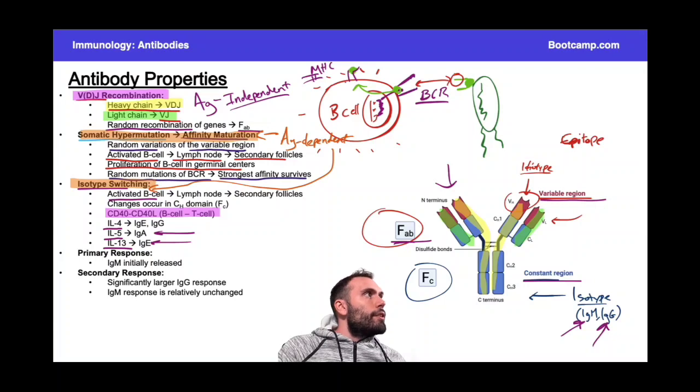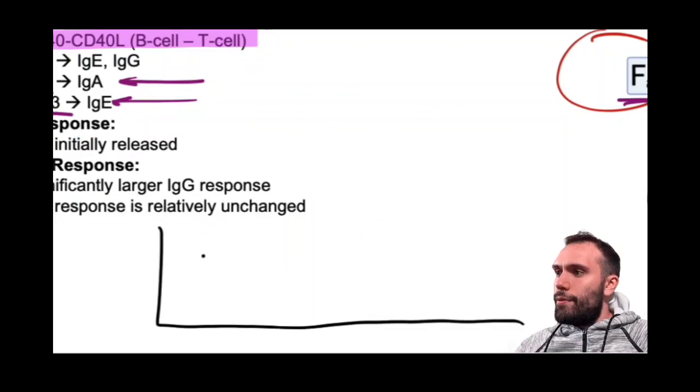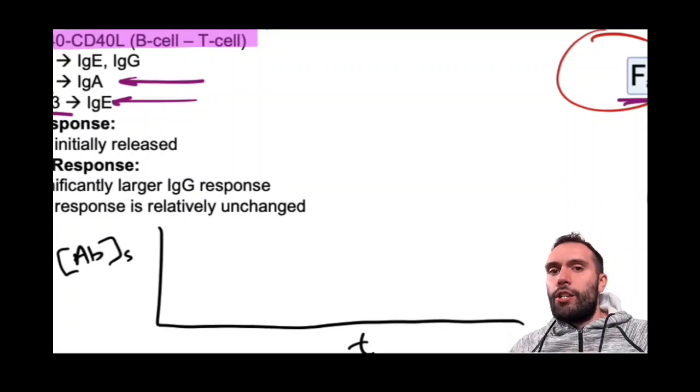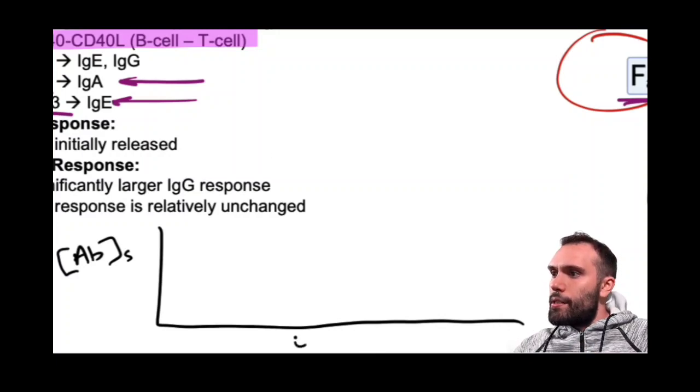Now, the last thing I want to talk about here is the primary response versus the secondary response. And this is actually pretty intuitive to understand. So let's just say that this is time, and this is antibody concentration in the serum. I'll put an S there for serum. So this is my antibody concentration in the blood or the serum, and I have time here on the x-axis. I'm going to move it over so we can see it better.